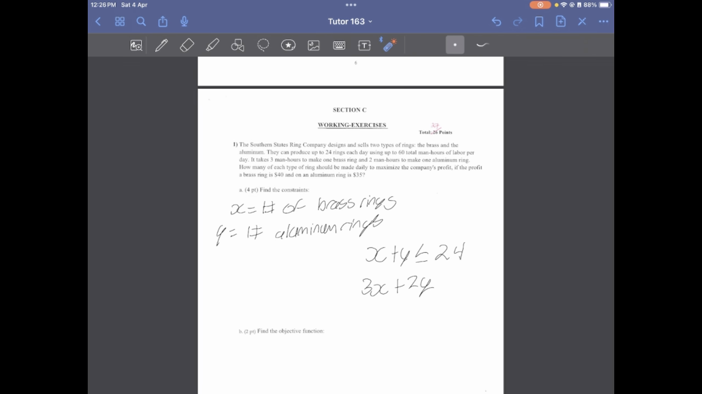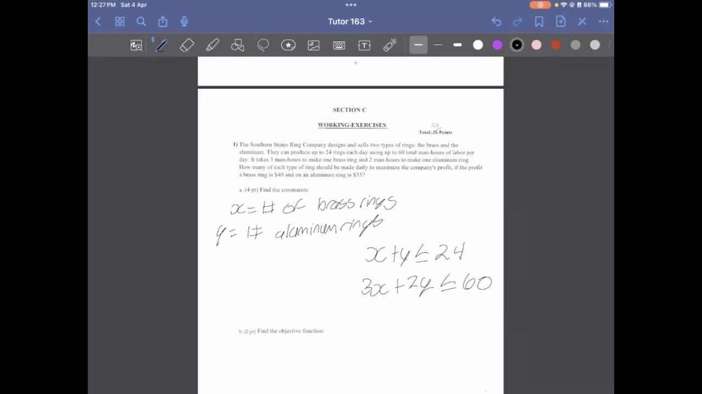And it says that each day using up to 60. So less than or equal to 60. So the 3 hours they take to make the brass rings, the 3 hours they take to make the aluminum rings, and then plus the 2 hours they take to make the aluminum rings, it has to be less than or equal to 60. Because each day using up to 60 total man-hours, right?